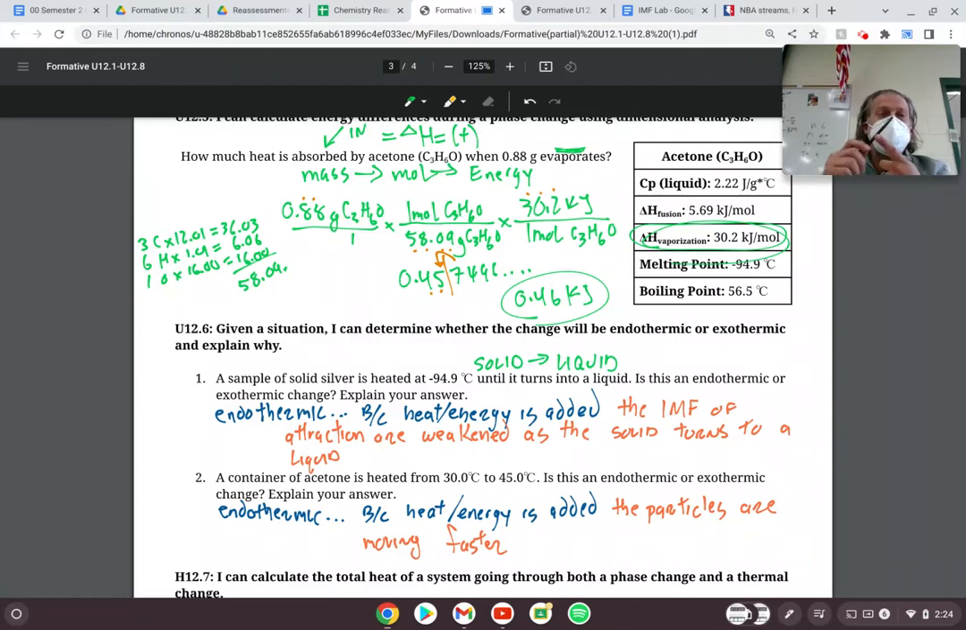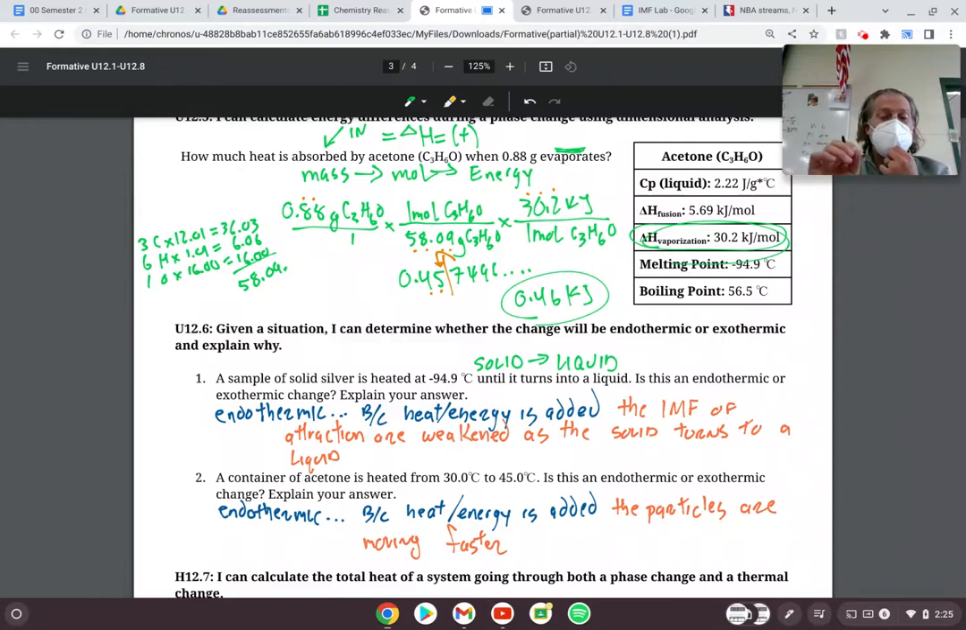Okay, so now my explanation of answer, and I need you to tell me 2 things. I need you to tell me what's going on with the heat or energy. In this case, heat or energy is being added. And then I also need you to tell me what is going on at a particle level. In this case, the intermolecular forces of attraction are being weakened as the solid turns into a liquid.